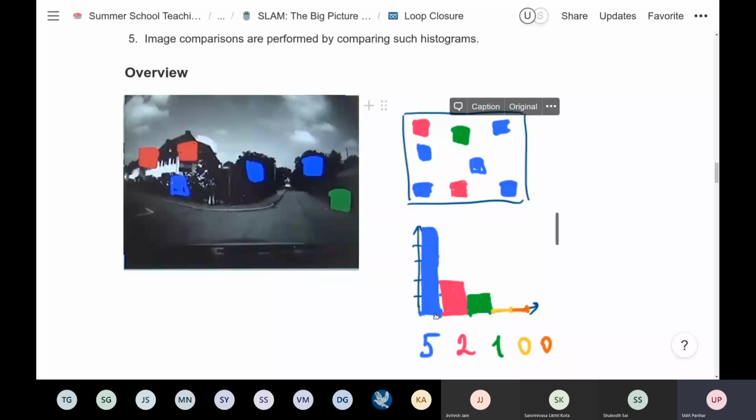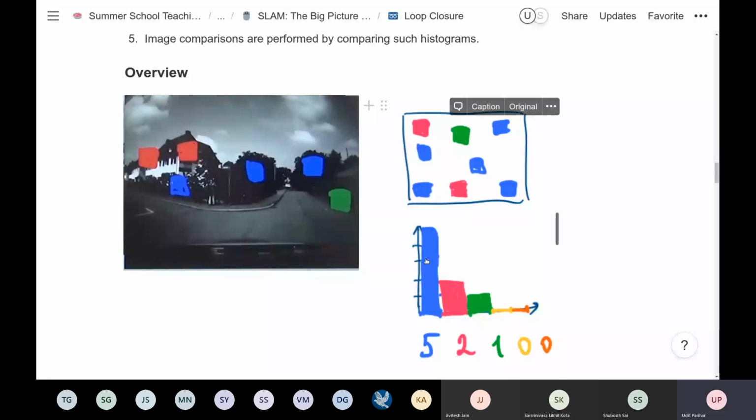Like, blue color is a representation of that feature vector, of that particular word. So blue, red, green, yellow, and orange. The y-axis represents the number of times they occur. Basically it's a histogram where the bin length along the y-axis represents how many times they occur in that particular image.